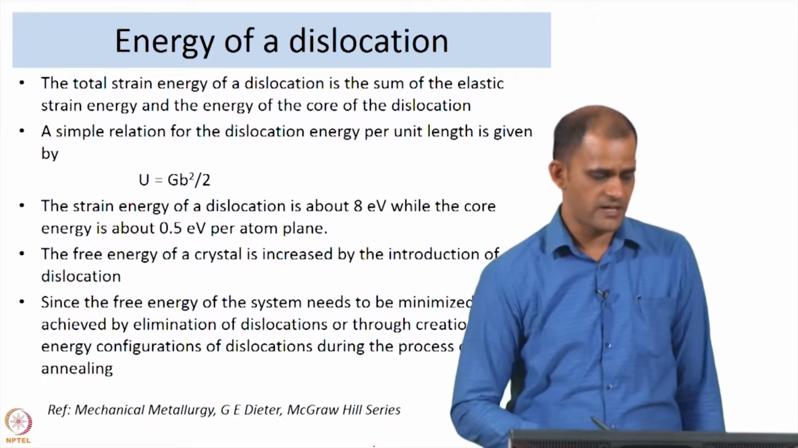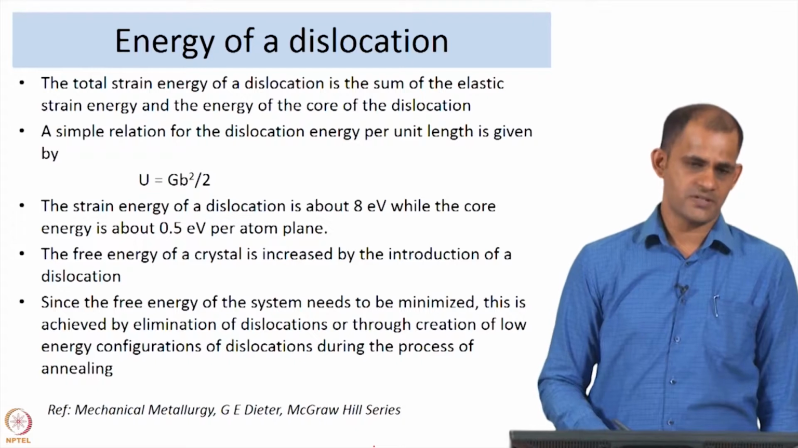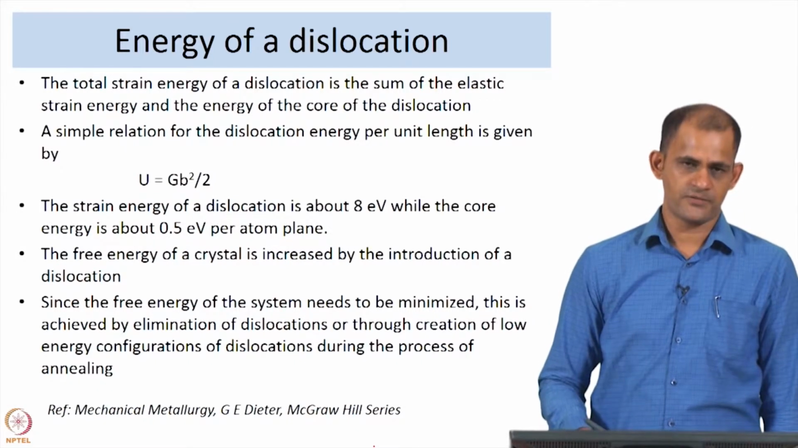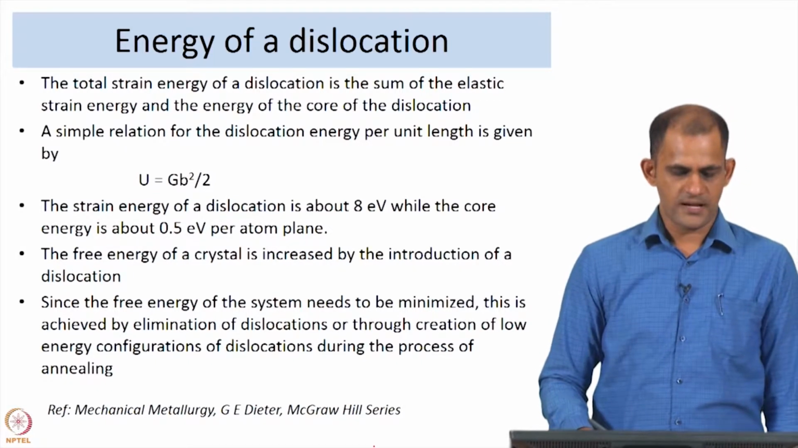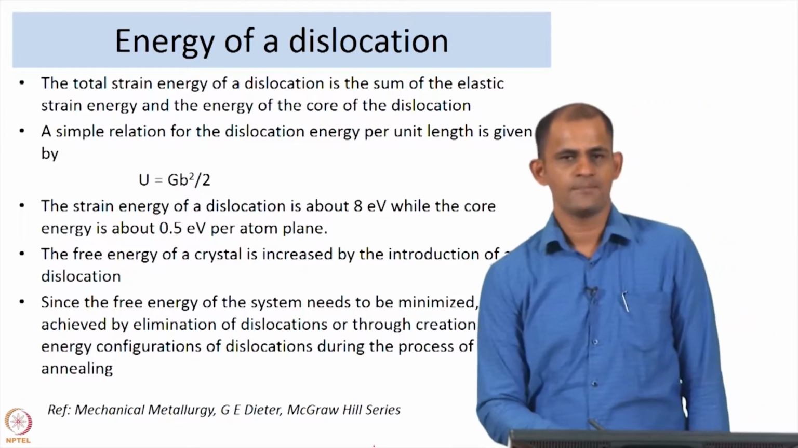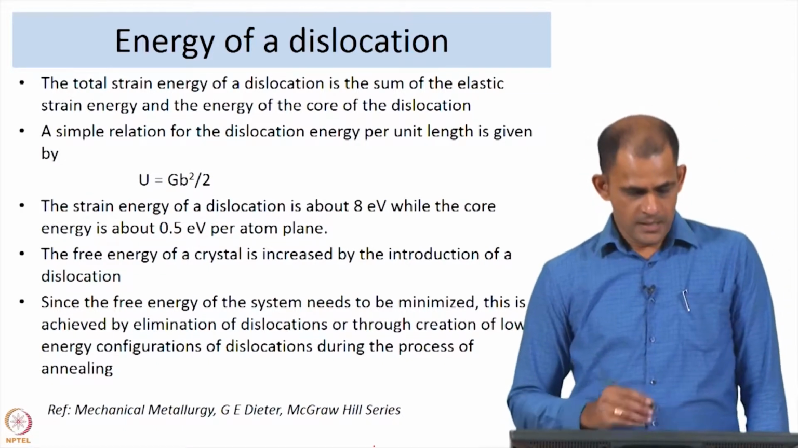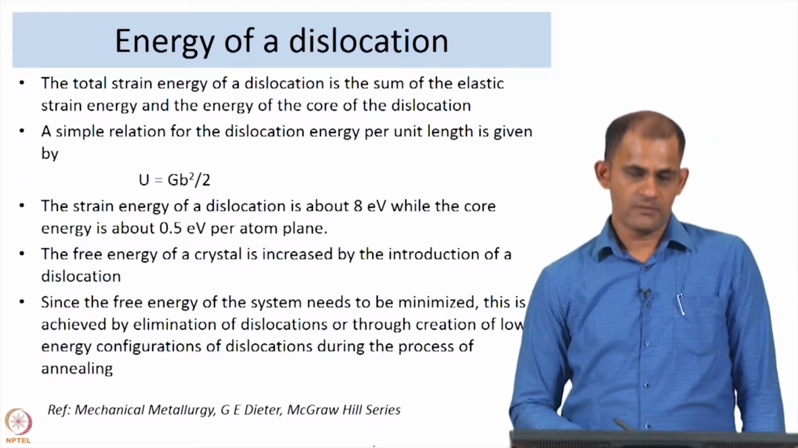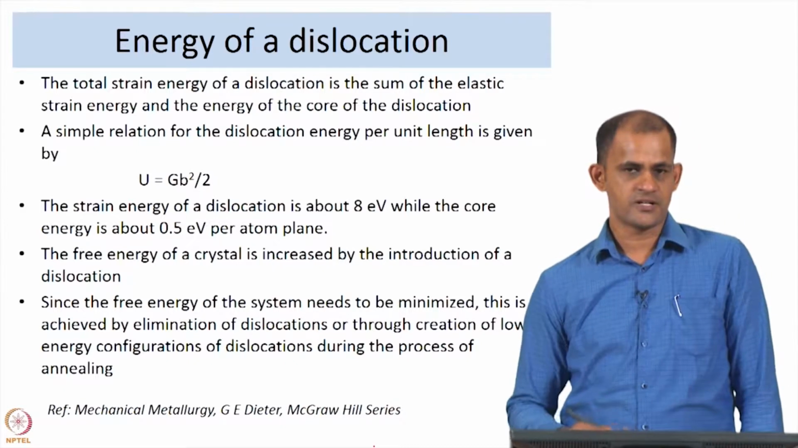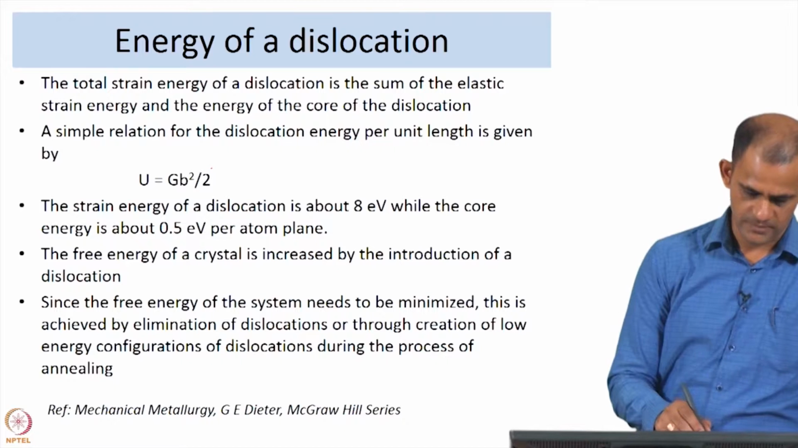There is a stress field around a dislocation, and the strain associated with the stress field results in the development of a strain energy. So, the total strain energy of a dislocation is the sum of the elastic strain energy and the energy of the core of the dislocation. This energy is basically discussed in terms of energy per unit length, and it is given by the following relationship.